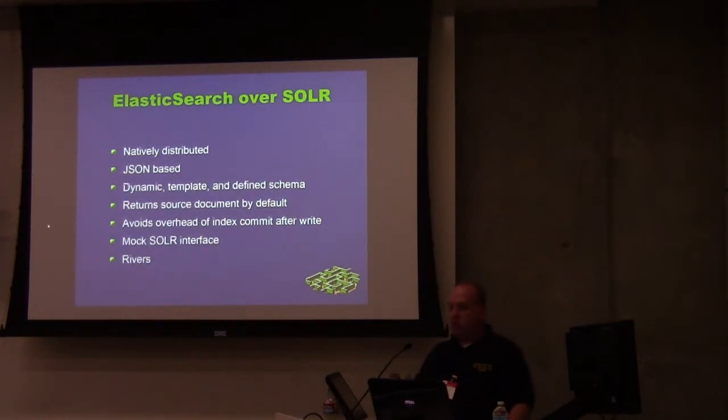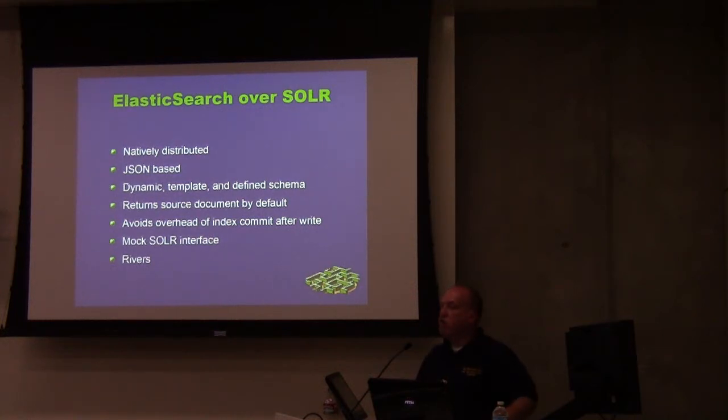So Elasticsearch is natively distributed, which can be a real advantage. It's JSON-based, which, depending on where you live, can be an advantage or a disadvantage. Certainly, the way the queries can be documented in JSON makes it much more readable than query strings. It's very dynamic, with a template-based schema or defined schema. As a matter of fact, you can partially define a schema and partially define a template. Elasticsearch will fill in the template part for you, which is really nice.